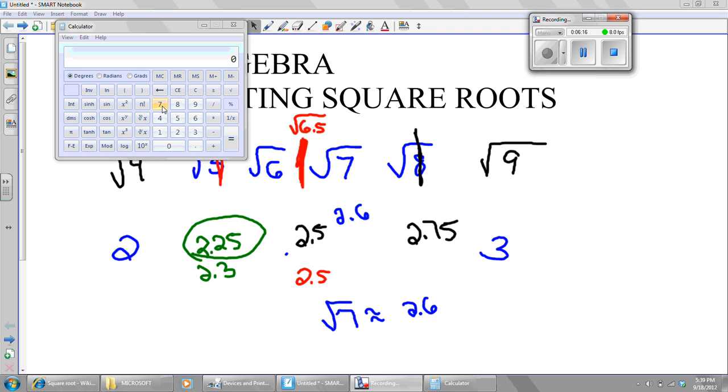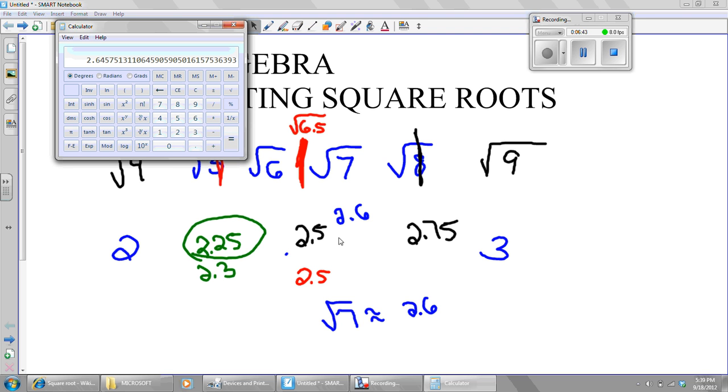I am going to raise 7 to the 1/2 power on this funky calculator because I don't see a square root button. Hold on, let me just double check. No, I'm not seeing a square root button. So I can raise 7 to the 1/2 power. That's the same as taking a square root. And look at that, I get 2.645.